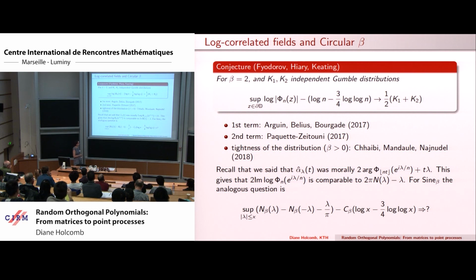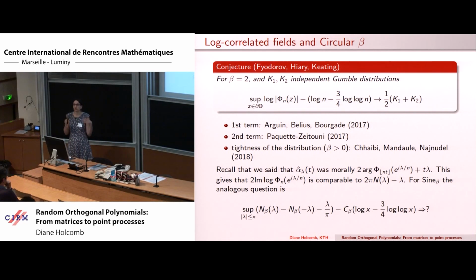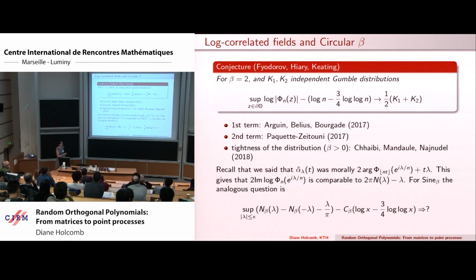So this centered counting function is in exactly this family of questions where we ask what is the maximum of the characteristic polynomial over the set. So for sine beta, this is the natural question. I symmetrize the problem because it makes life a little easier, but you look at the number of points in the interval from minus lambda to lambda, you subtract off its mean, and then there should be some normalization, C beta, so that when you subtract C beta times log x minus 3/4 log x, this converges. This is sort of the natural question.